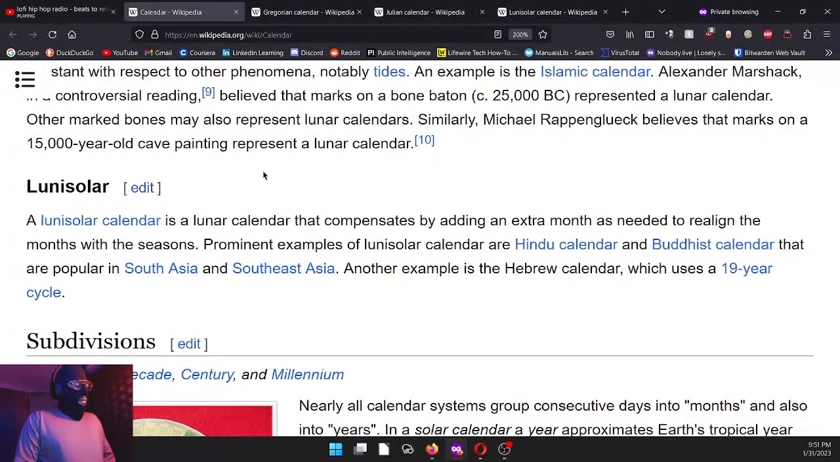Lunar solar: a lunar solar calendar is a lunar calendar that compensates by adding an extra month as needed to realign the months within the seasons. Prime examples of lunar solar calendars are the Hindu calendar and Buddhist calendars that are popular in South Asia and Southeast Asia. Another example is the Hebrew calendar, which uses a 19-year cycle.